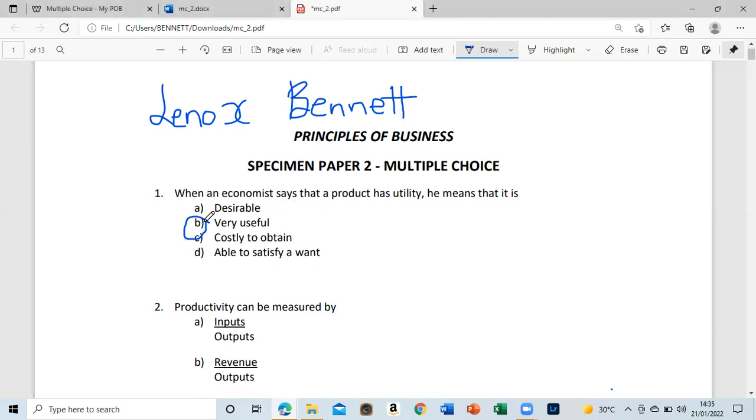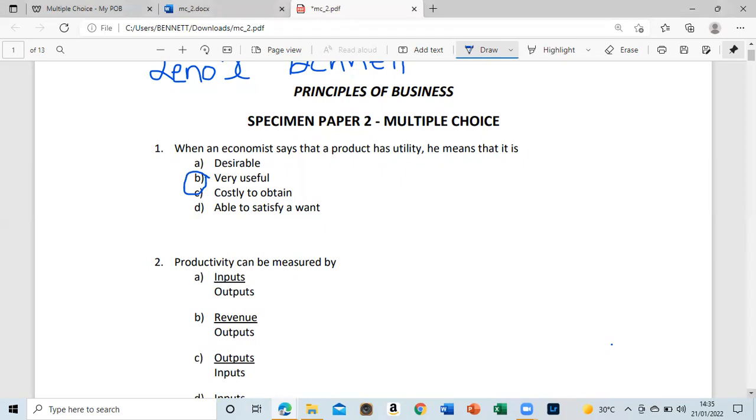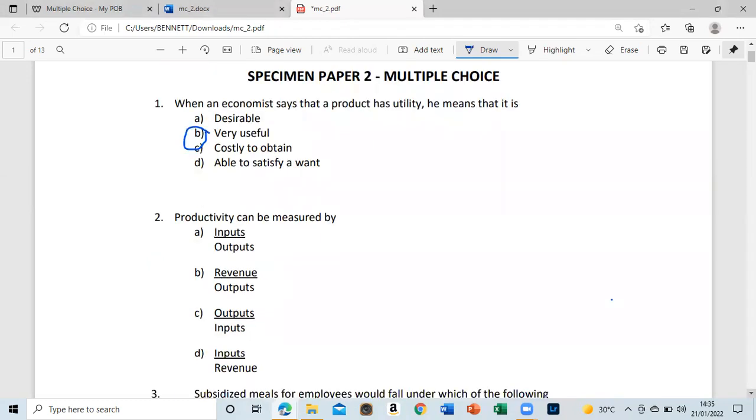All right guys, let's go. Productivity can be measured by, is it A, input over output, B, revenue over outputs, C, outputs over inputs, or D, input over revenue? And number 2 is C, output divided by input. Let's move on to number 3.